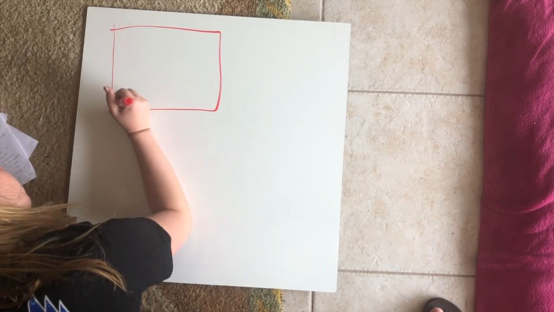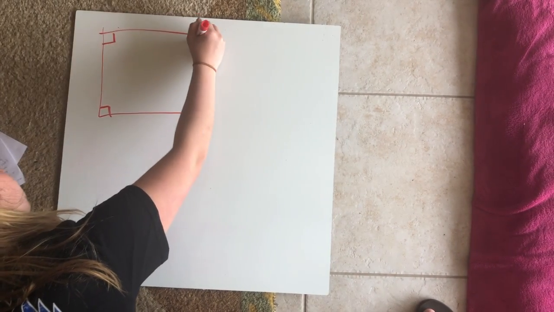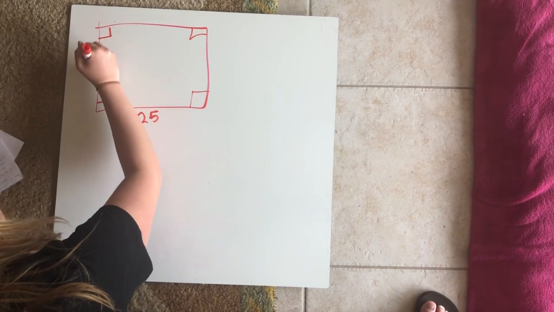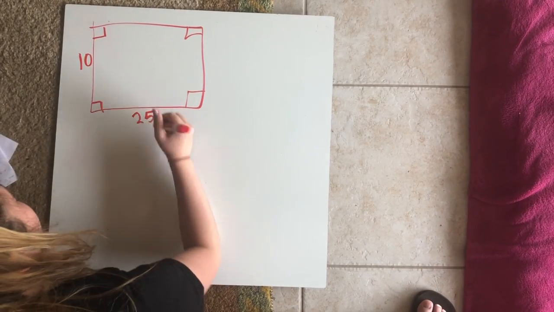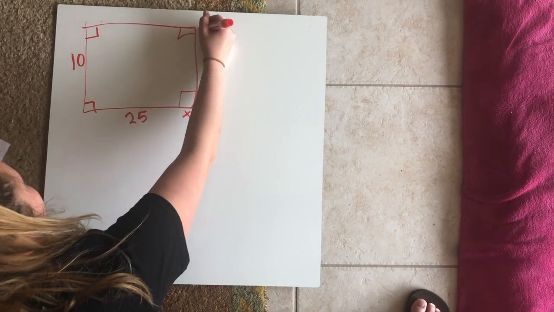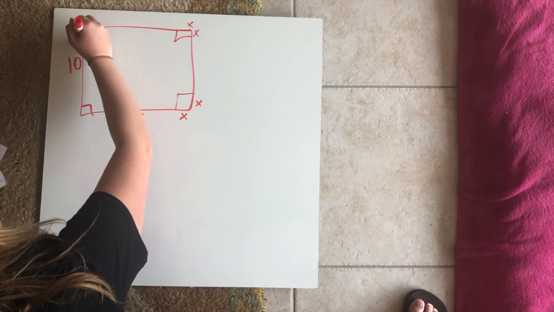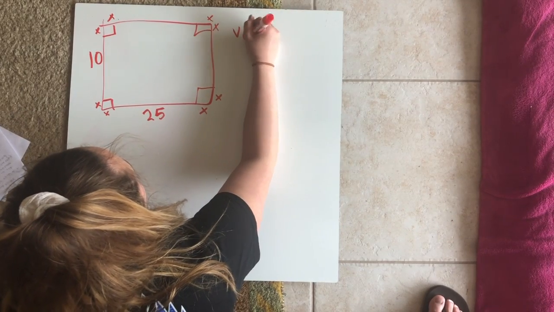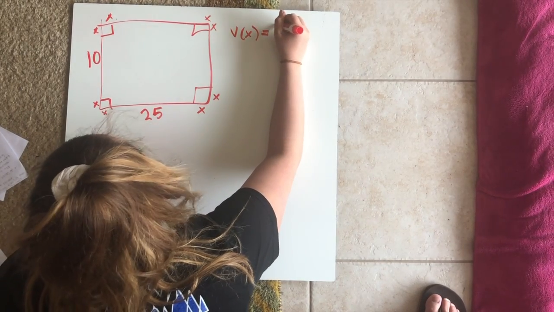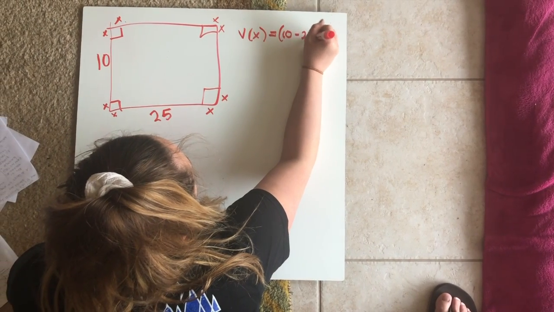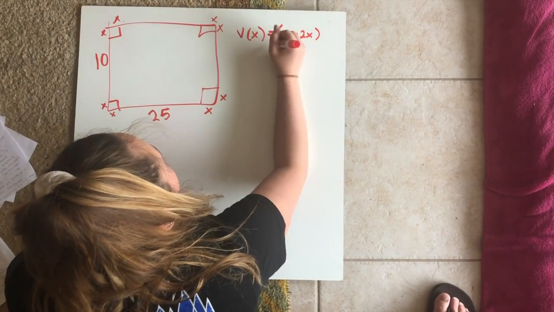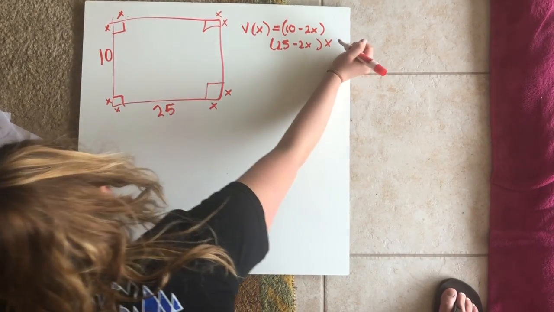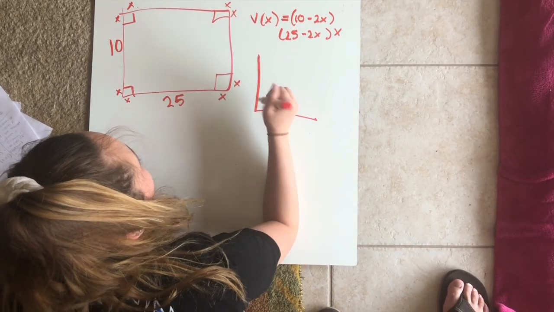Squares of width x are removed from a 10 by 25 centimeter piece of cardboard, and resulting edges are folded up to form a box with no top. The box is 25 by 10 centimeters, and the total volume equation of this box is V of x equals 10 minus 2x times 25 minus 2x, all multiplied by x. This is because the volume of a cardboard box with no top is length times width times height.